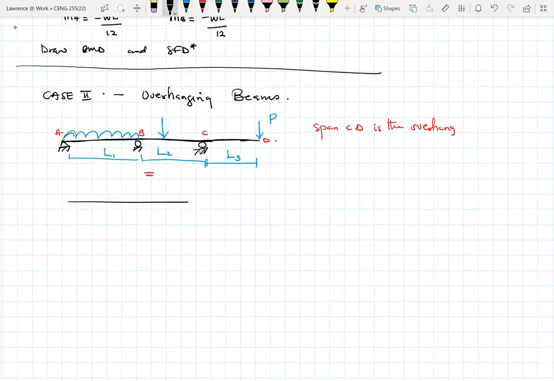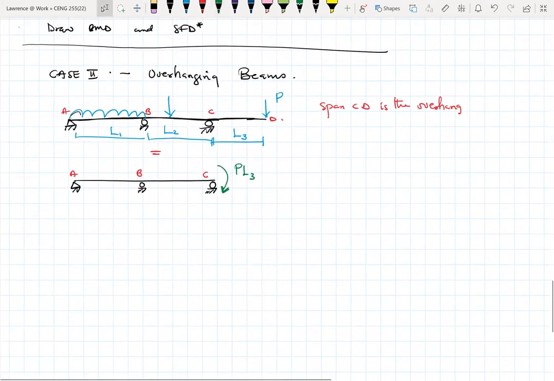Again, I have this support here and that. I have my A, B, and C. The load P at D will cause a moment at C, and that moment at C will simply be P times L3. This is a clockwise rotation moment about C. So I can have a moment at C, which will give me PL3. So I can convert this equation here into this right here for us to solve.